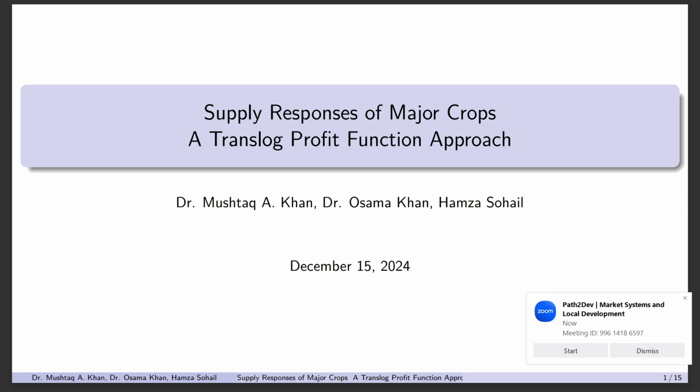So the paper that I'll be presenting today is on supply responses. This is a joint effort with two of my professors at LUMS, Dr. Mushtaq and Dr. Usama. This started as my master thesis presentation, and over the years we worked on it, and I'll be taking you through the preliminary results from this study.